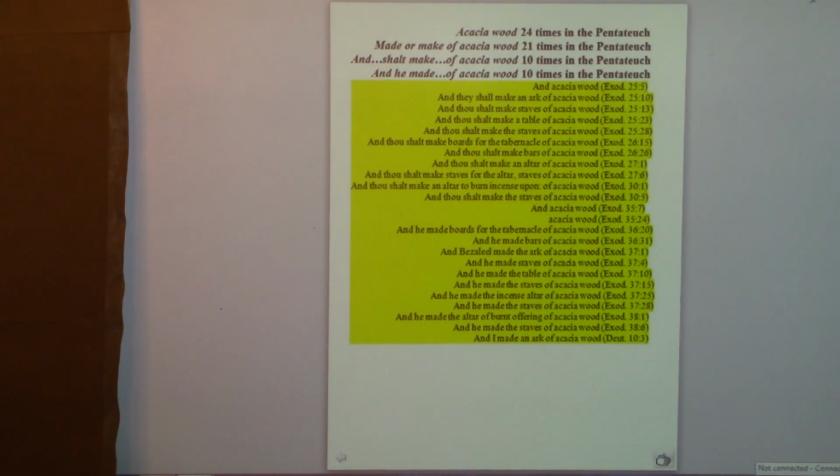Now we're switching to another complex meter. Acacia wood, 24 times. Made or make of acacia wood 21 times. Thou shalt make of acacia wood 10 times. And he made of acacia wood 10 times.